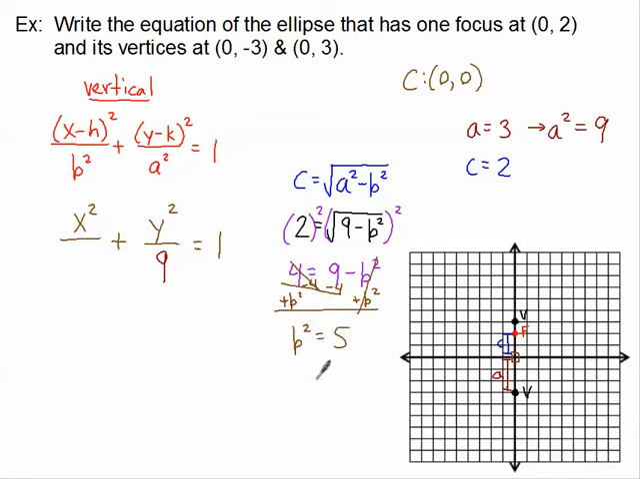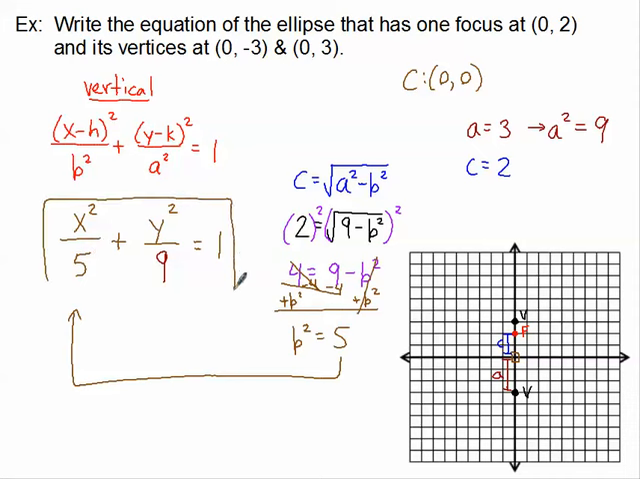I could actually go and find b, but actually I don't need the value of b. I'm not graphing my thing. All I need is the value of b squared, because that's going to go right into our formula, and that's going to be a 5. We have our standard form for this ellipse.